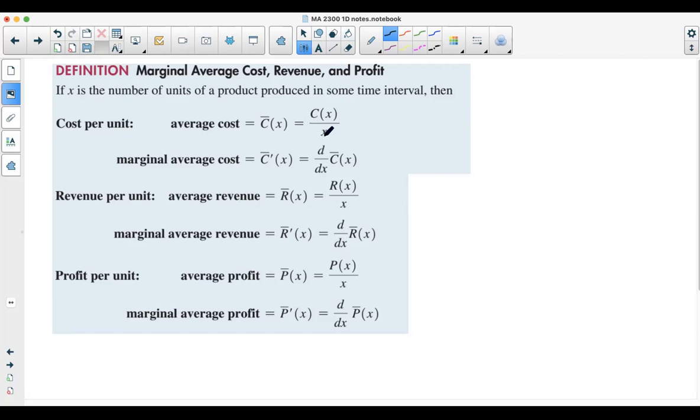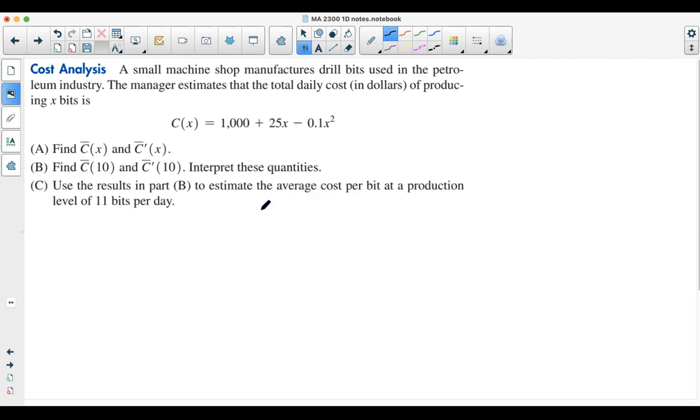And then the thing is, if you take the derivative of that, then that becomes the marginal average cost. So essentially, what it does is it tells what's happening to your average cost if you make one more item at the time. So that's the idea. So let's look at a couple examples here.